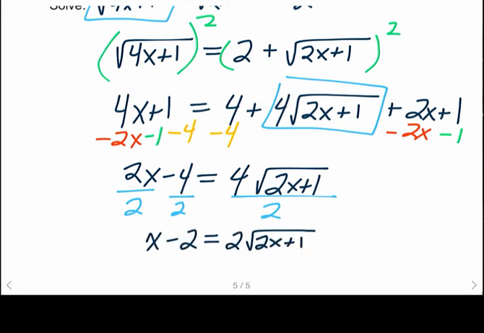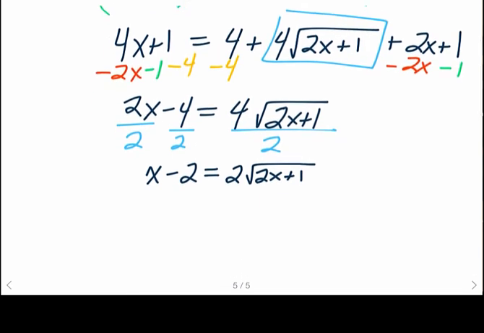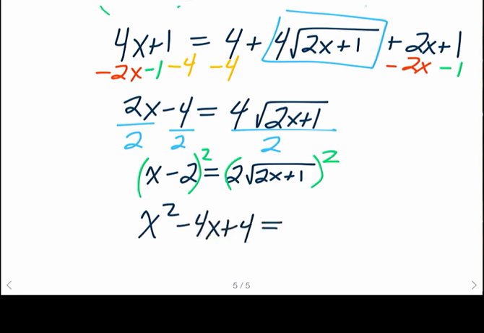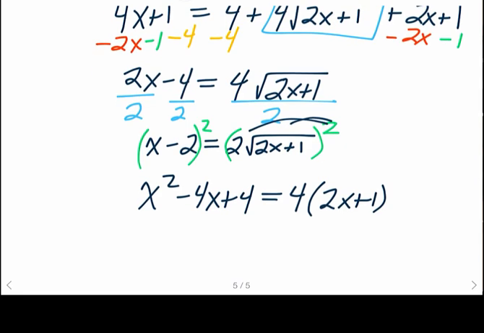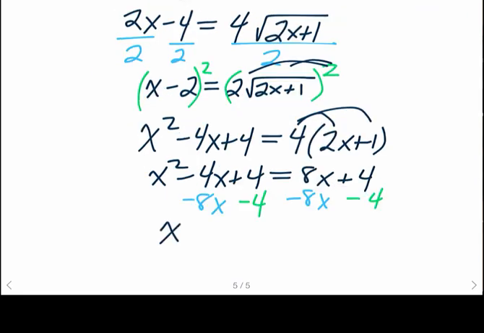When I do that, I have x minus 2 equals 2 times the square root of 2x plus 1. Now that I have the radical term isolated and I've cut all the coefficients down to size, I'm going to square both sides. On the left-hand side, that means I'm going to FOIL. We have x squared minus 4x plus 4. And on the right-hand side, we're going to apply our properties of exponents and end up with 4 times the radicand, 2x plus 1. Now I'm going to distribute and get everything on the same side of this quadratic equation. When I do that, I end up with x squared minus 12x is equal to 0.